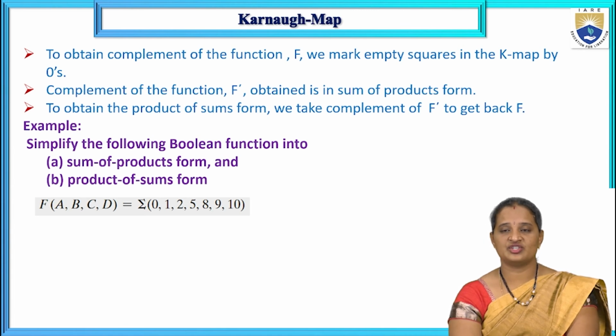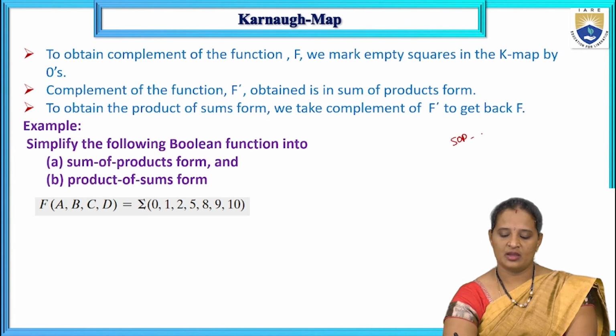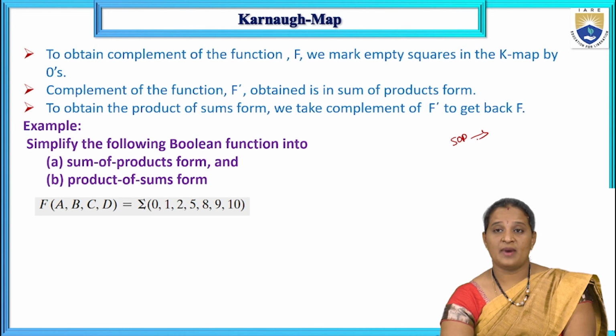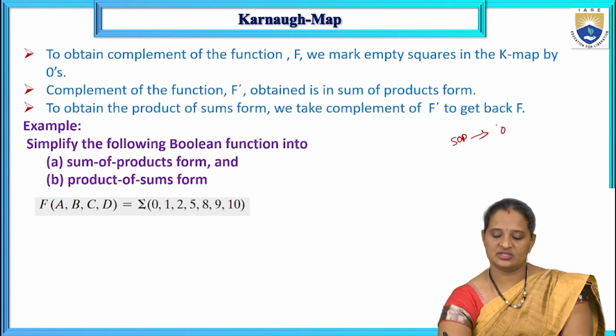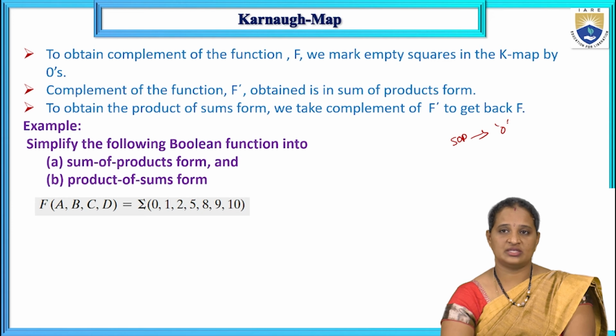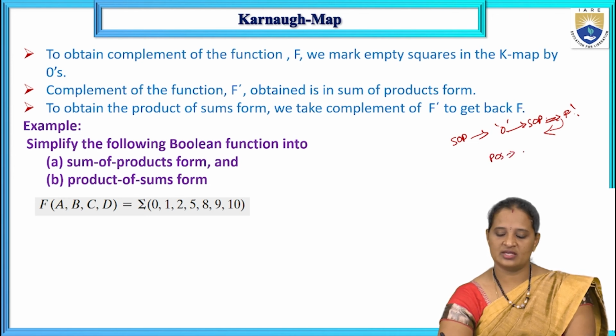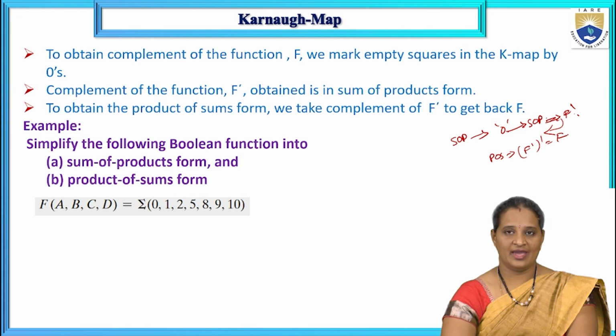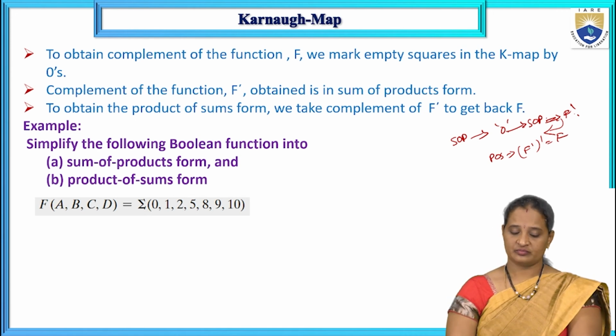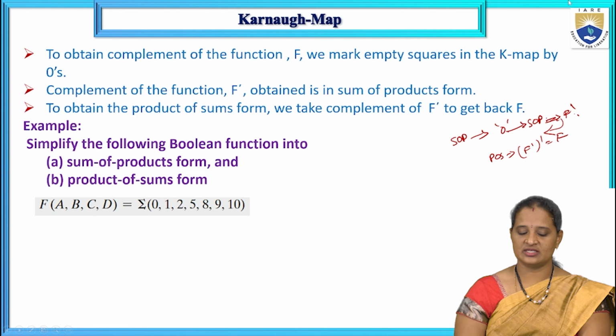First, if the function is given in SOP form, then mark the empty squares with 0 and group all the zeros and write down the sum of products form for the given expression, which is nothing but F complement. So this is also SOP. Now I want to get the POS. The complement of the complement will give you F, which is again in POS form.